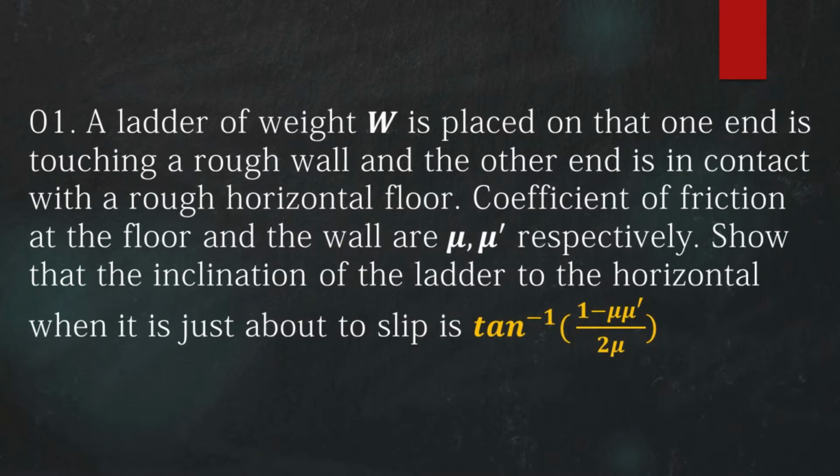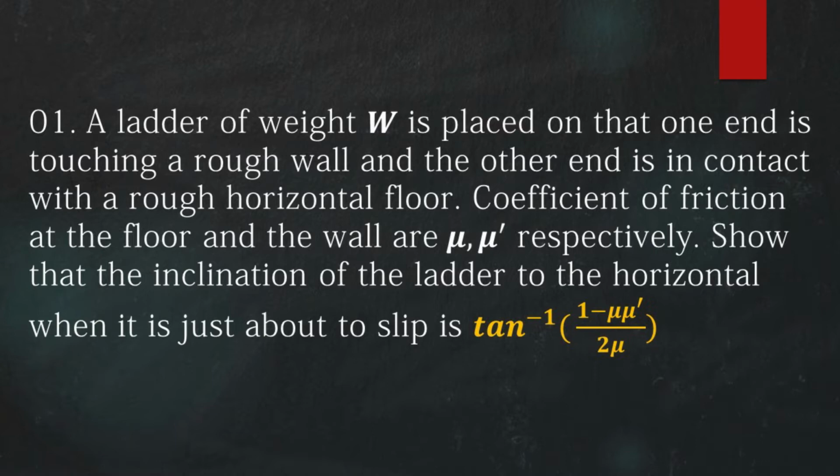Okay, children, this is my first sum. A ladder of weight W is placed with one end touching a rough wall and the other end in contact with the rough horizontal floor. The coefficients of friction at the floor and the wall are mu and mu dash respectively. Show that the incline of the ladder to the horizontal when it is just about to slip is tan inverse of (1 minus mu mu dash) over 2 mu.